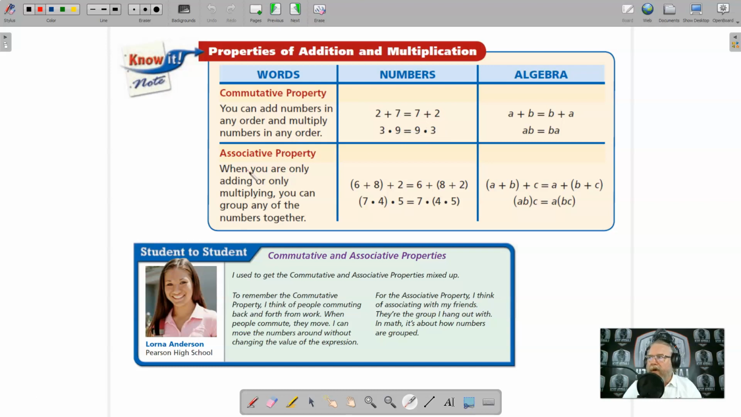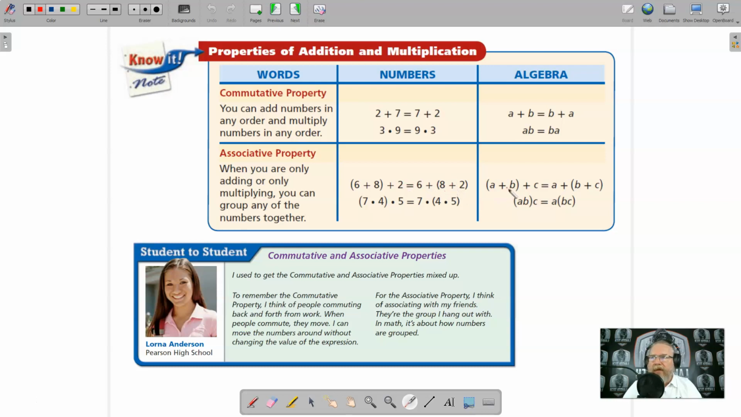The associative property, in words, we would say when you are only adding or only multiplying, you can group any of the numbers together. Here's our example using numbers. We have 6 plus 8 plus 2. Notice that the order is 6, 8, and 2. And this is equal to, again, 6, 8, and 2. But the grouping is different. In the first, over here on the left side of the equation, we have 6 plus 8, where they're saying, okay, add 6 plus 8, then add 2. Well, we would get the same result if we did 8 plus 2, then added 6, right? 6 plus 8, 14, add 2 is 16. And 8 plus 2 is 10, plus 6 is still 16.